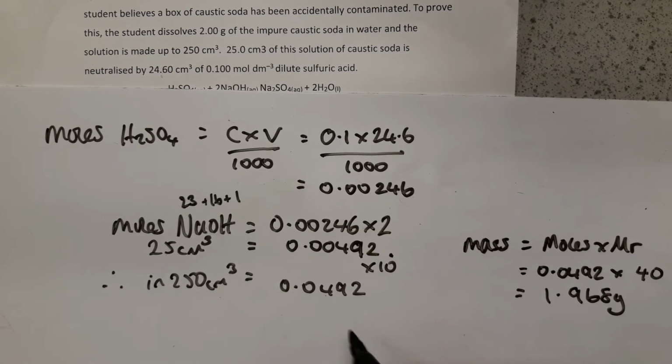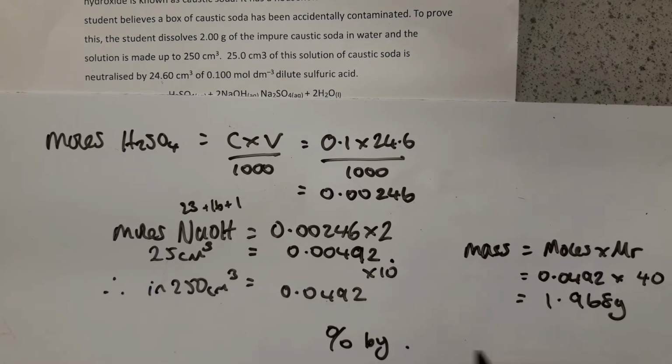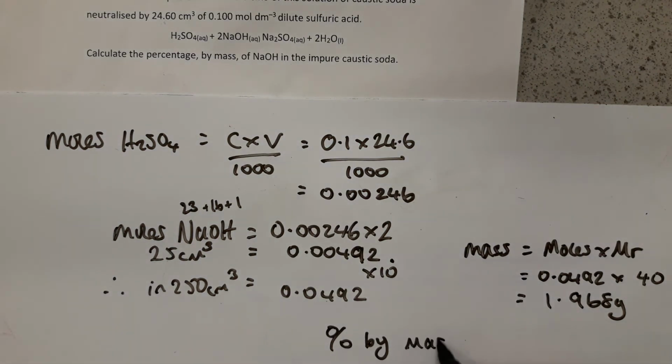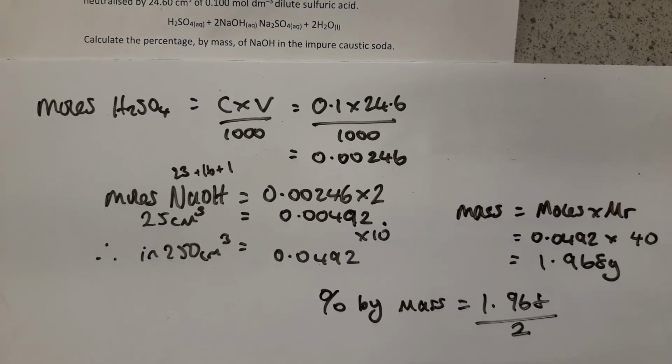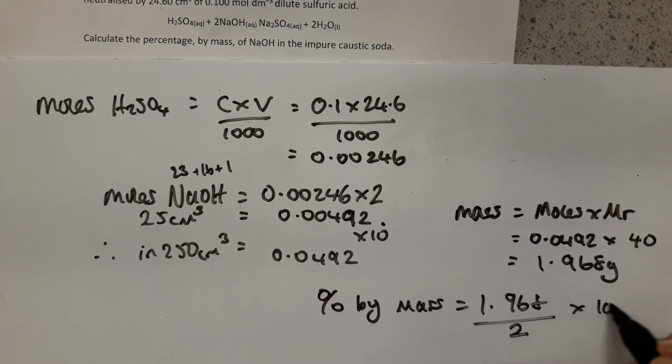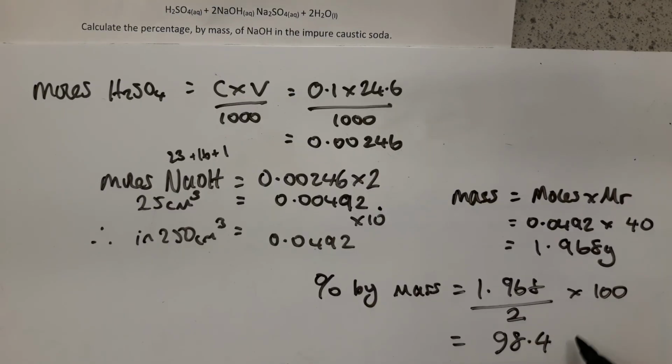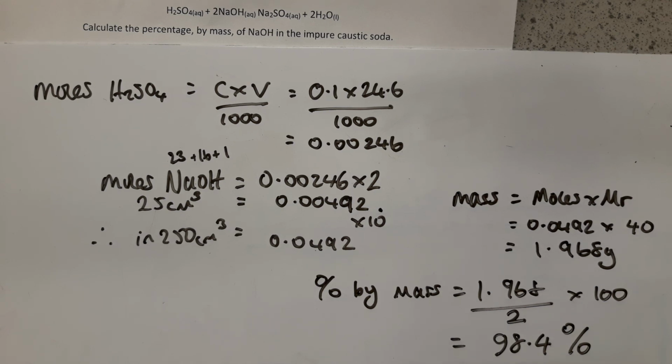To work out a percentage by mass, it's essentially the same as percentage purity. It's another way of referring to it. So percentage by mass will be the mass you just worked out, 1.968, divided by the original mass of your impure sample, which is 2. And then, for a percentage, I need to times it by 100. If you do that sum, your percentage purity will be 98.4%. Or your percentage by mass is 98.4%. It means the same thing.